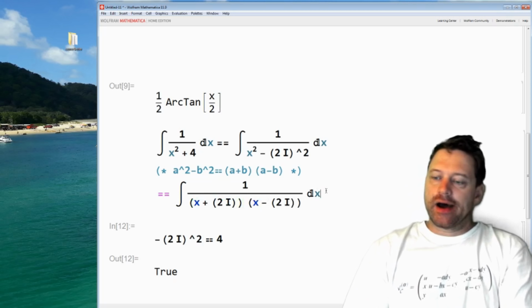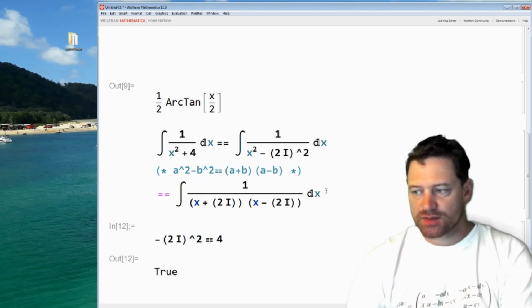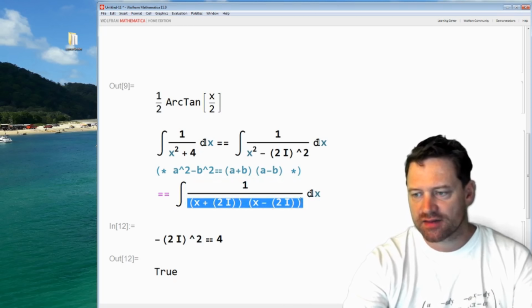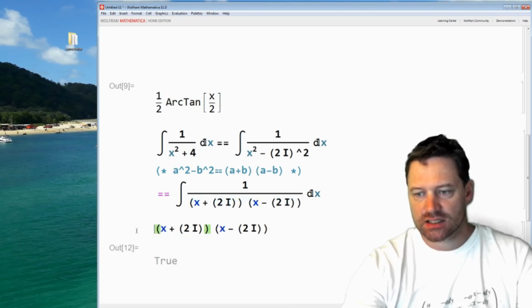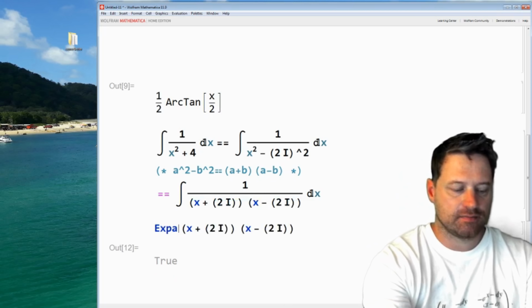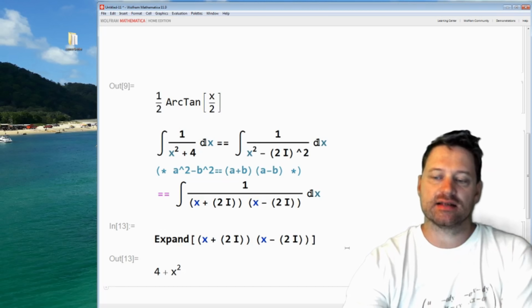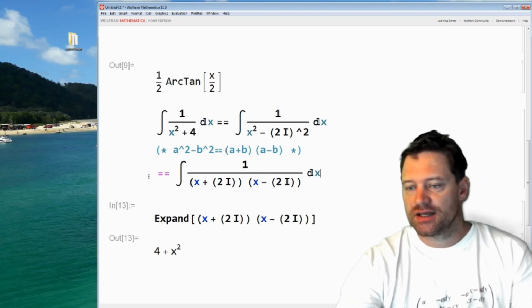Okay, so now that is good enough to start to use partial fractions on. But let's just double check this. I'll copy this, come down here, paste, and I'll write expand, just to double check. Okay, that says x squared plus 4, so we're good. All right, so let's continue.